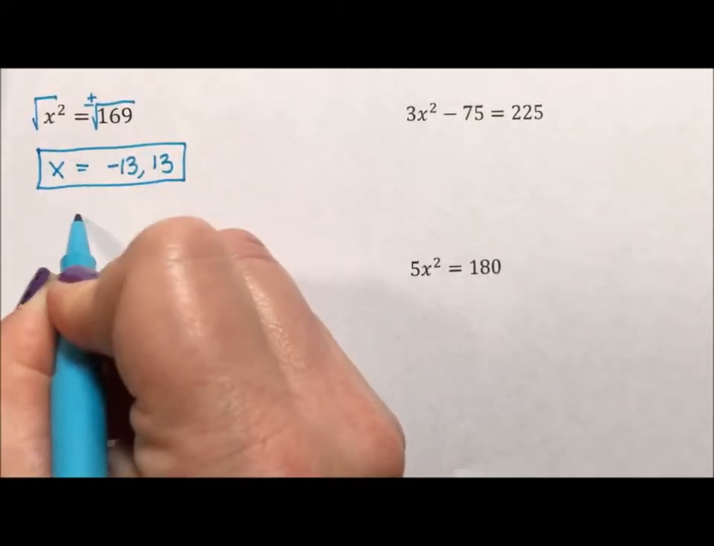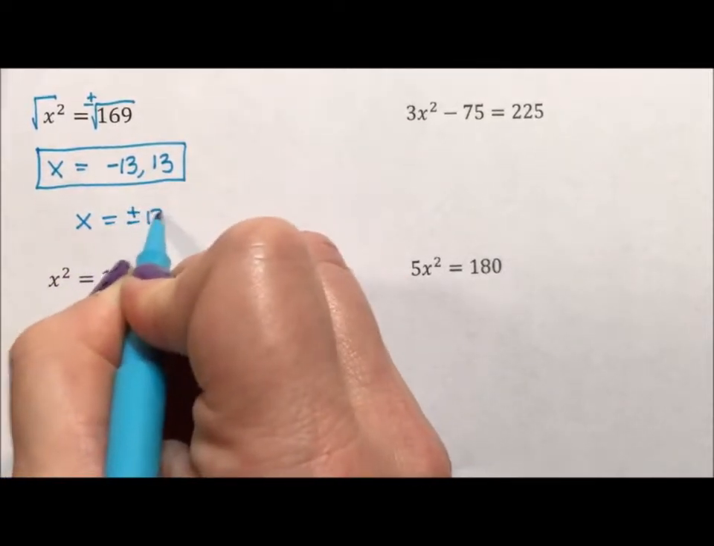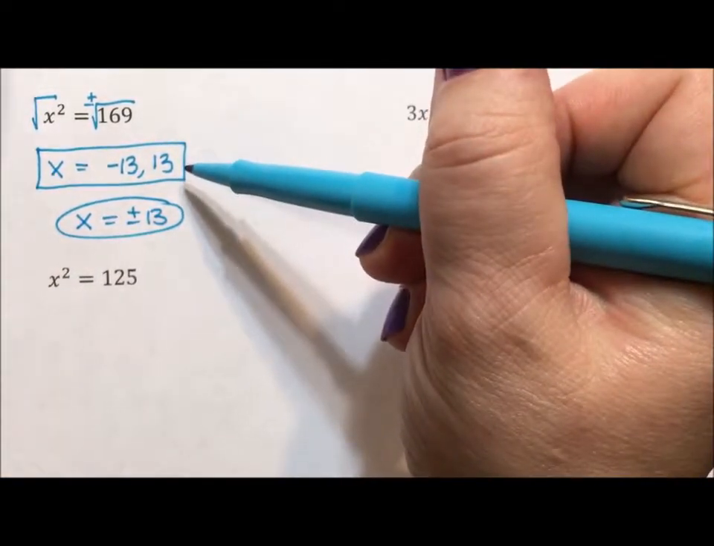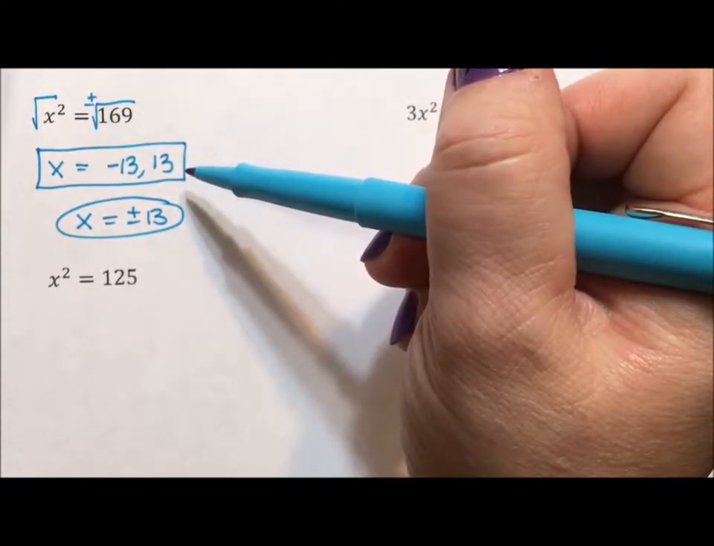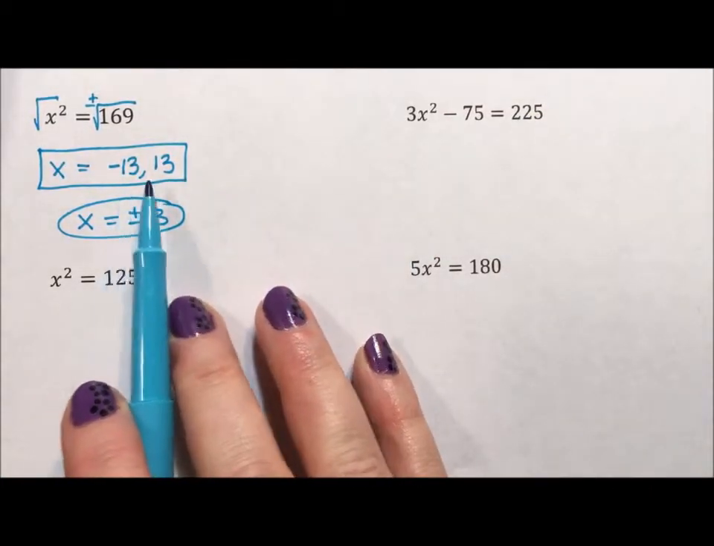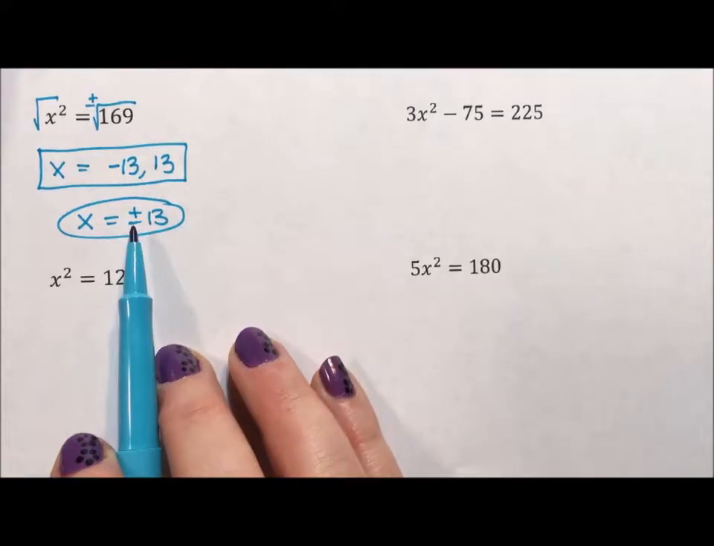Now you're asking, well, can I just say the answer is plus or minus 13? And my answer is sure. This just really highlights the fact that I have two solutions and you can see what the solutions are. And if you're doing your homework on an electronic system, you probably need to separate it out because they don't normally have the plus minus symbol.